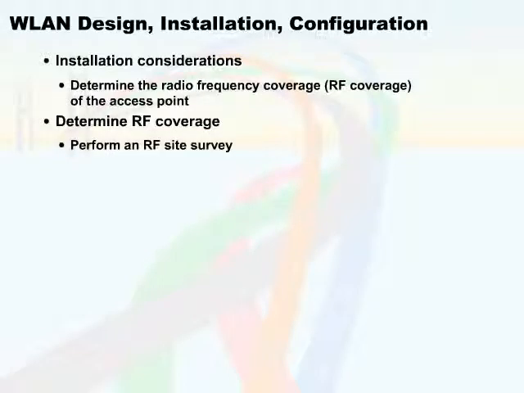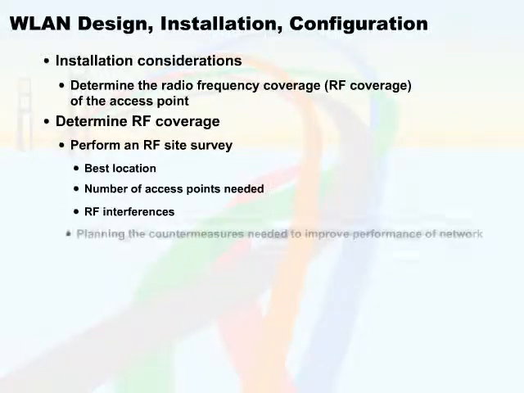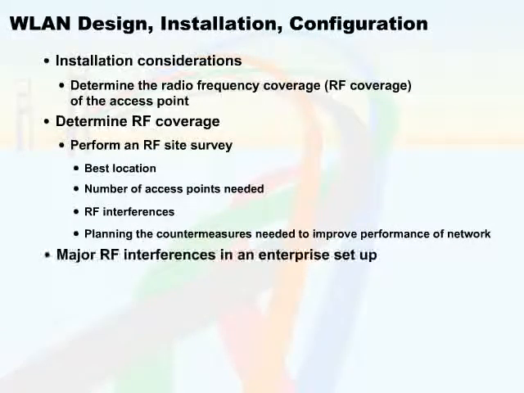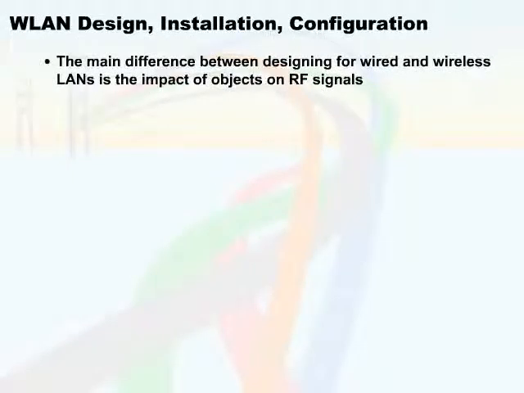This survey will provide you information about the best location and the appropriate number of access points you would require in your wireless LAN. In addition, the RF site survey will investigate any RF interferences and will lay the foundation for planning the countermeasures that you need to improve the performance of your network. The major RF interferences in an enterprise setup can be objects such as concrete walls, ceilings, other walls, wooden windows, and doors and tables, which absorb RF signals and cause signal loss. The main difference between designing for wired and wireless LANs is the impact of objects on RF signals. You can also increase the size of the coverage area of an AP by using specialized antennas.